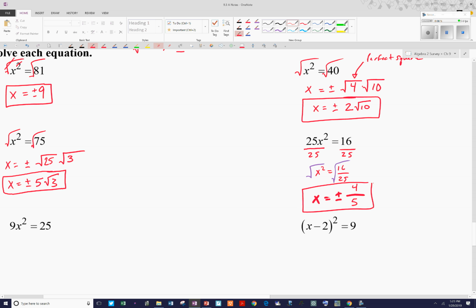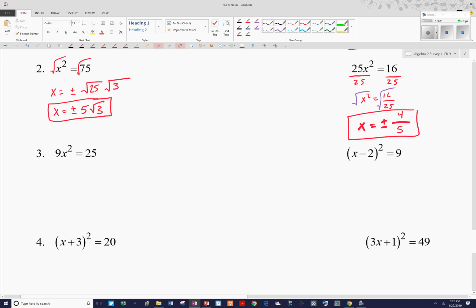So we're going to keep things exact. Leave things as fractions. You do not want to find out what this is as a decimal. You want to leave it as 16/25 so that you can take the square root of it easily. Next one is going to be very similar. Divide by 9 first. So we're going to have 25/9 on the right side here. Then we're going to take the square root.